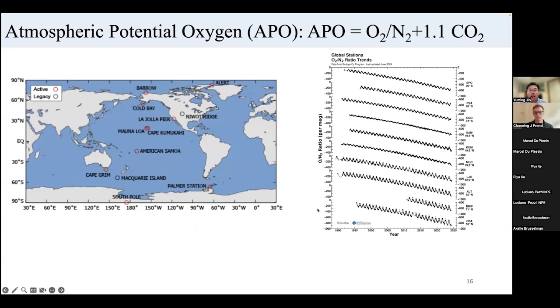The oxygen-nitrogen ratio has been measured at a series of stations within the Scripps network, mainly along the Pacific. The right figure here shows a long-term time series of measurements. You can see the oxygen-nitrogen ratio is decreasing over time because fossil fuel burning consumes oxygen. But the observed decrease is actually slower than what is expected from fossil fuel emission alone, because the ocean is degassing. It is releasing oxygen into the atmosphere because the ocean is getting warmer and warmer, so the solubility decreases.